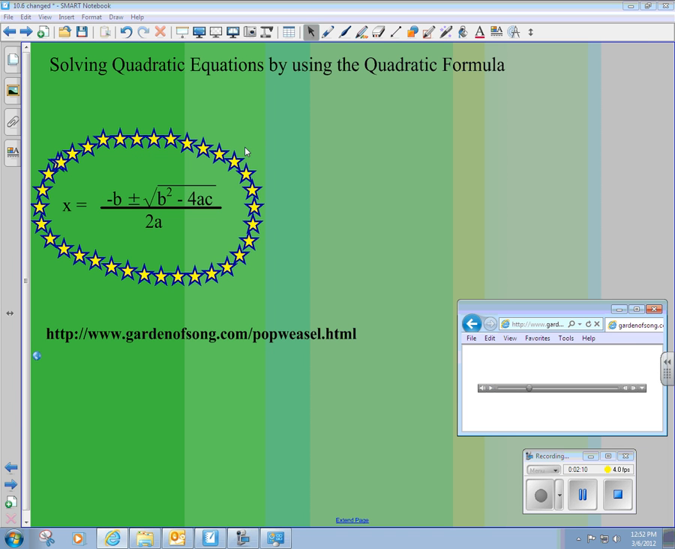All right, so really easy way to remember it. You don't have to do it that way, but it is nice because I'm not going to be giving that formula to you on tests or quizzes. It's all up to you to remember.